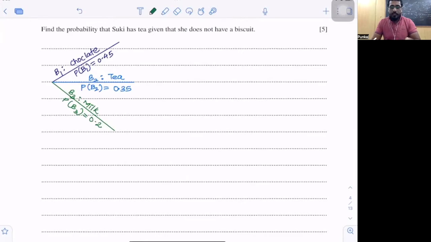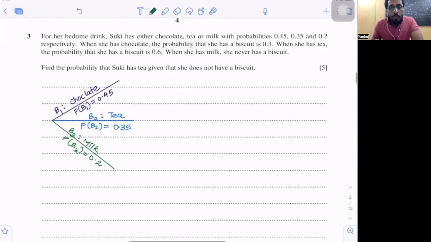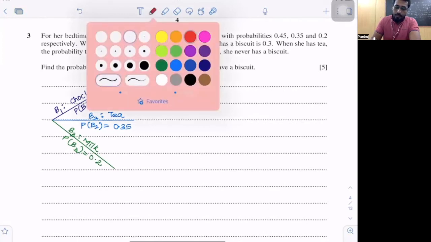Now, after these events are going to happen, what's the next subsequent event? She eats or does not eat a biscuit, right? So after B1, if she takes chocolate, then what's the probability of having a biscuit? If she takes tea, what's the probability of having a biscuit? If she takes milk, what's the probability of having a biscuit? So what's the subsequent event that is happening after every Bi? Bi is B1, B2, and B3. So she takes or she has a biscuit. That is what is happening. So I can write over here.